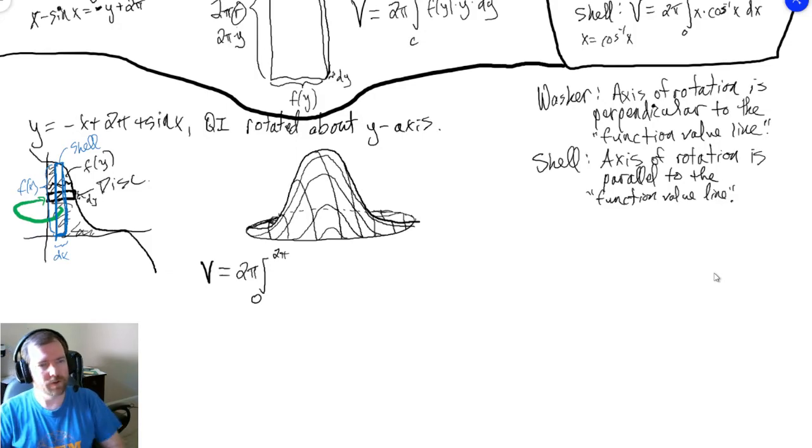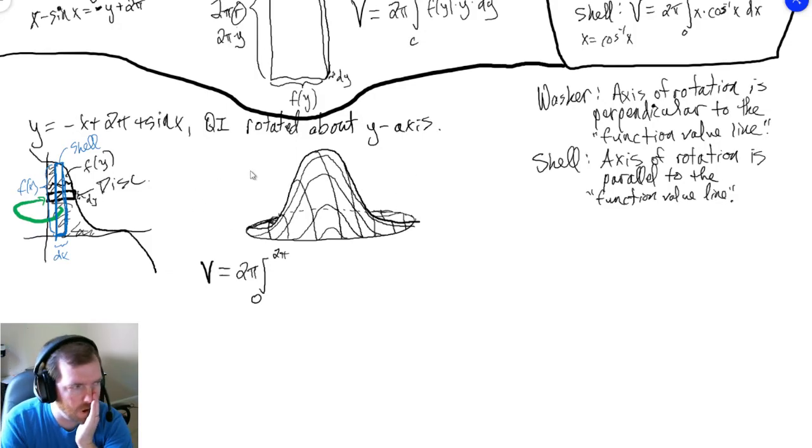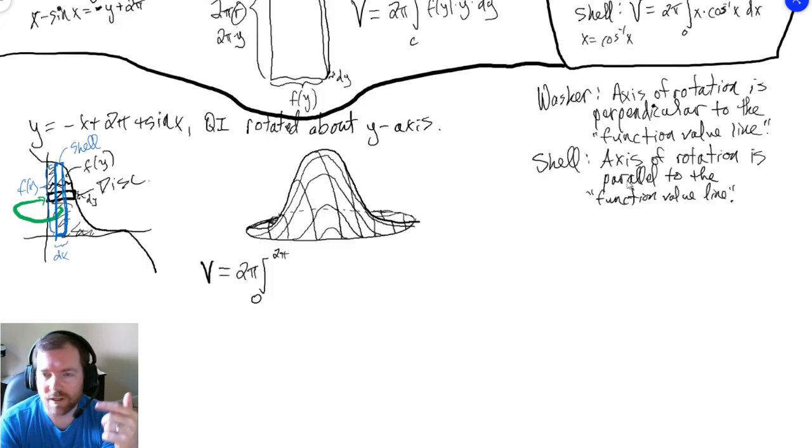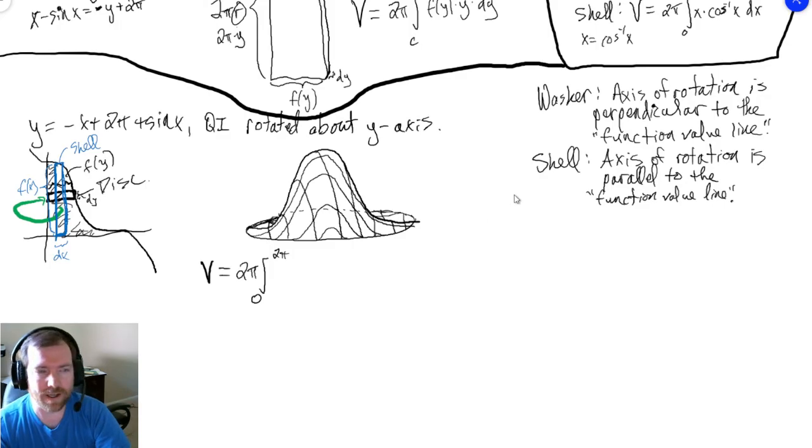That function value line. So here the line where we're measuring the function f of x is going to be up and down, and our axis of rotation is also vertical, up and down. So therefore, because it's vertical, this is going to be parallel, so we need the shell method in order to make this work. Again, if you want to switch and make f of x go side to side, make it horizontal, that's an option.